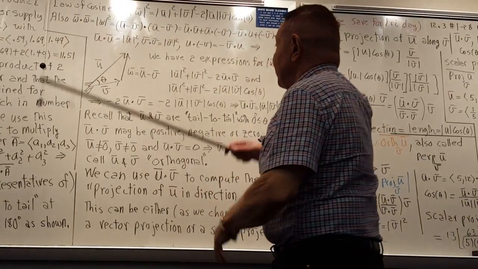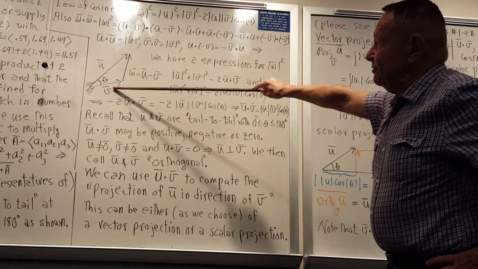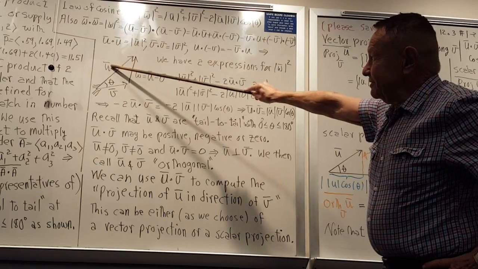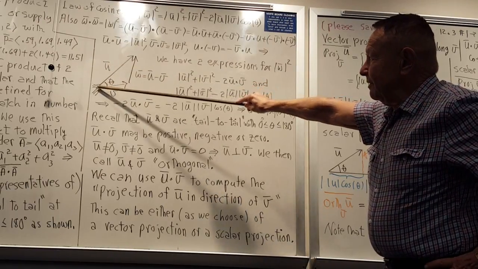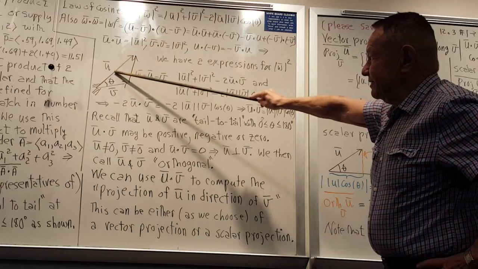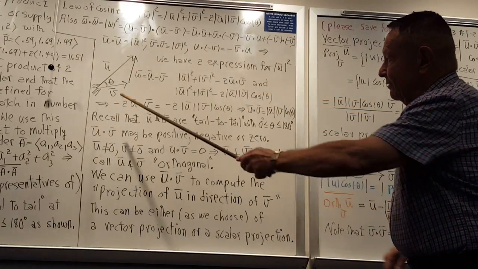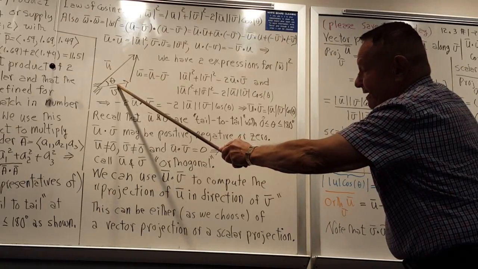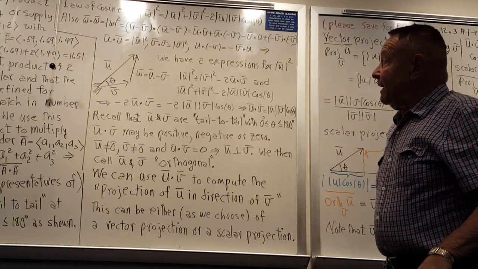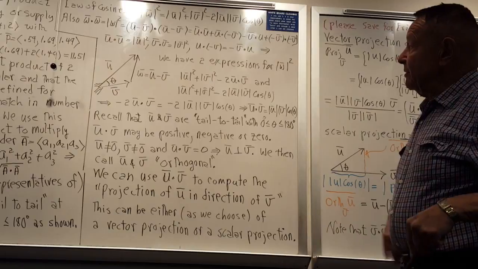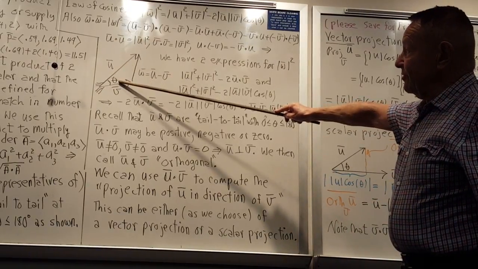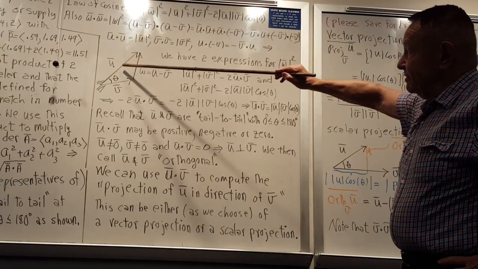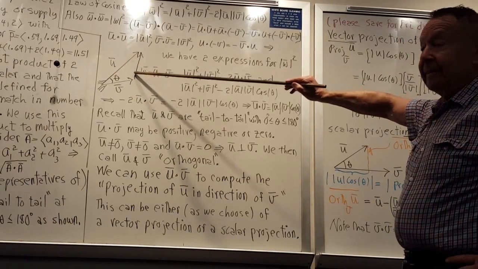So here we are with the two class representatives. All the vectors that we call U are that long and slant that way, and all the vectors we call V are this long and slant this way. Then we have the angle theta between them, and we apply the law of cosines to this triangle.